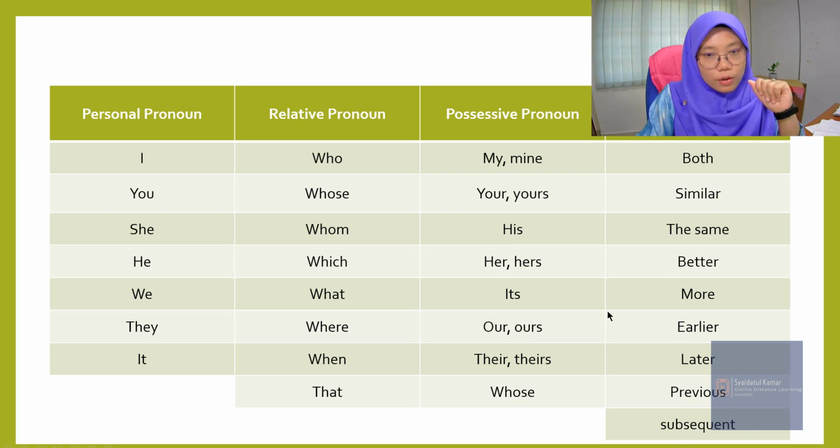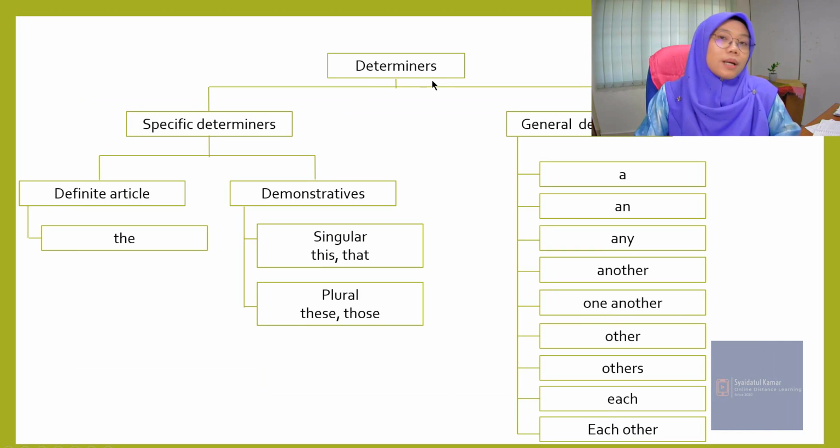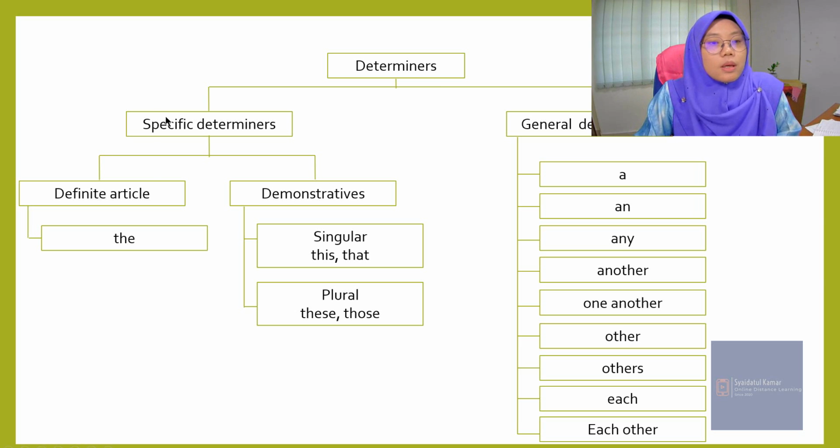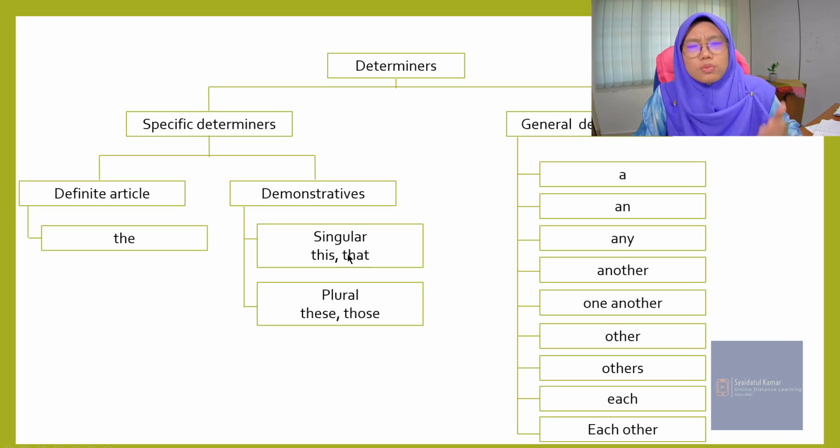Okay, moving on. Sometimes the author also uses determiners as reference words. For example, the word the, and then singular this and that. This refers to what in the text? That refers to what in the article? What about the plural? These and those. So you have to understand the difference between this, that, these, and those. This, that is singular. These, those is plural.